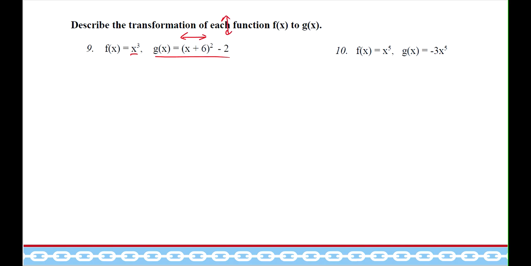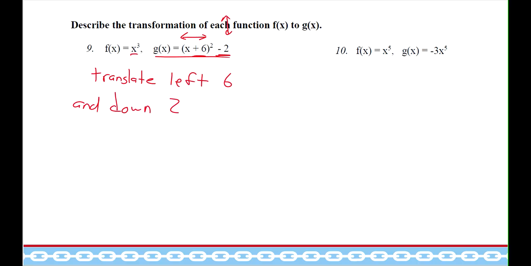So for number 9, this plus 6 here is going to translate or shift everything left 6. And then this 2 here is going to also shift it or translate it down 2. So we just have two translations there in number 9.